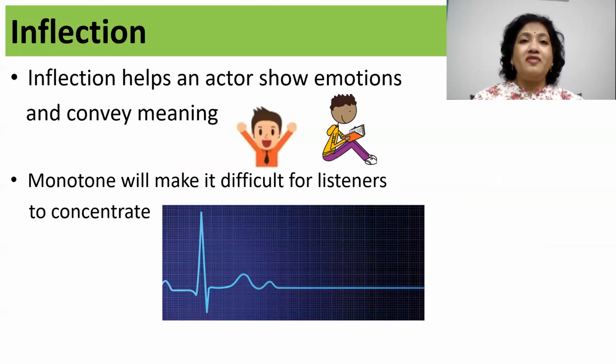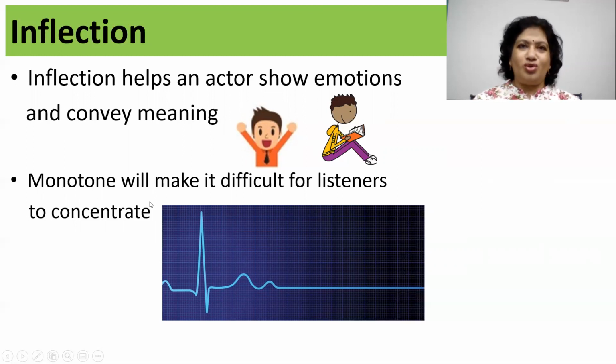Now here comes inflection. Usually actors use inflection, emotion to convey the meaning. Now here you can see this child is happy in reading. This person is also happy. I mean, these emotions both show that whatever the person is doing, they are happy.